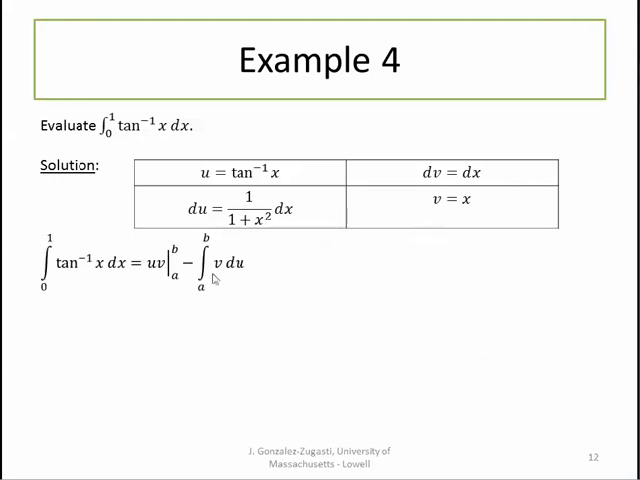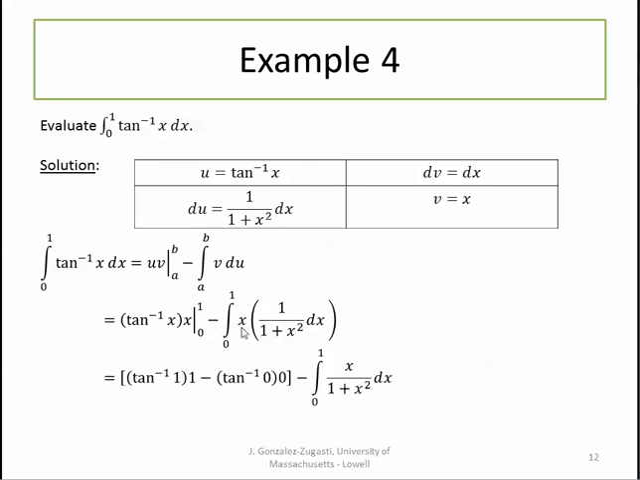We go ahead and plug our information into the formula for integration by parts to get this equation here, that it's equal to tangent inverse of x times x evaluated from 0 to 1 minus the definite integral from 0 to 1 of x times 1 over 1 plus x squared dx. And then if we take the first part and evaluate that, we get this part right here. And then if I simplify the integral, it comes out to this.